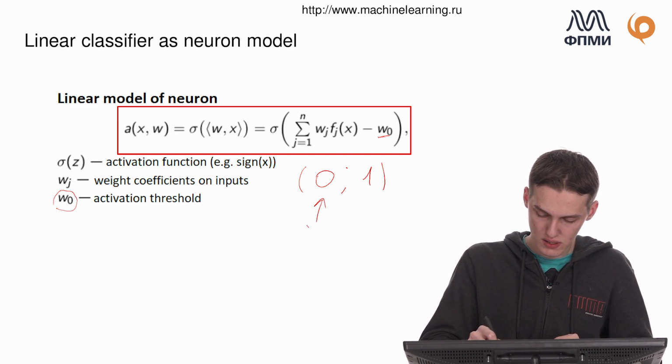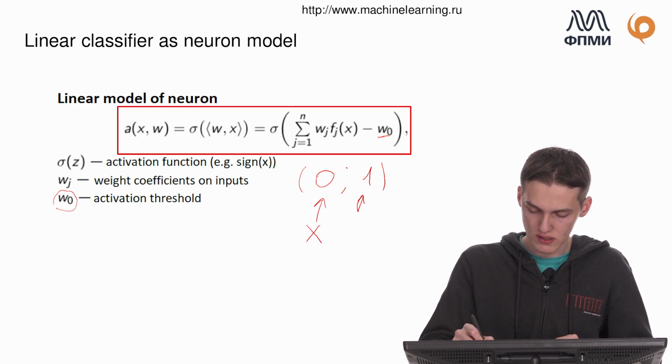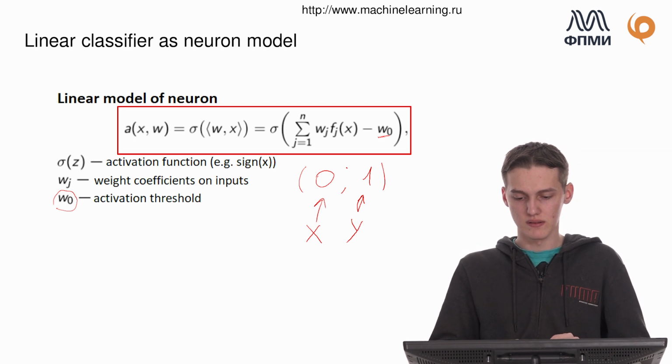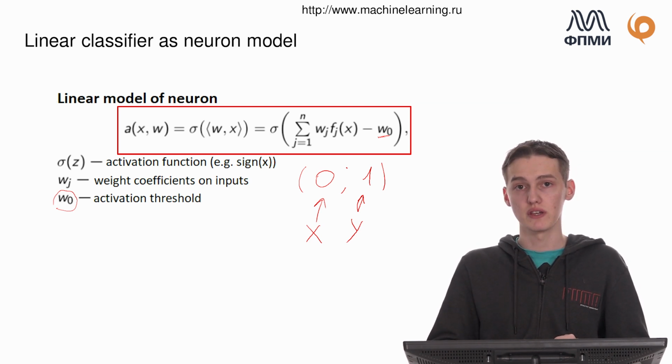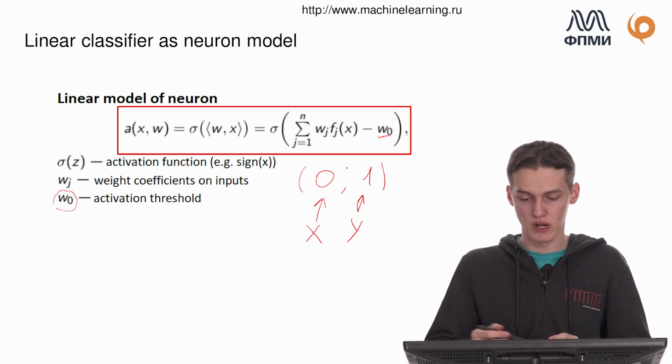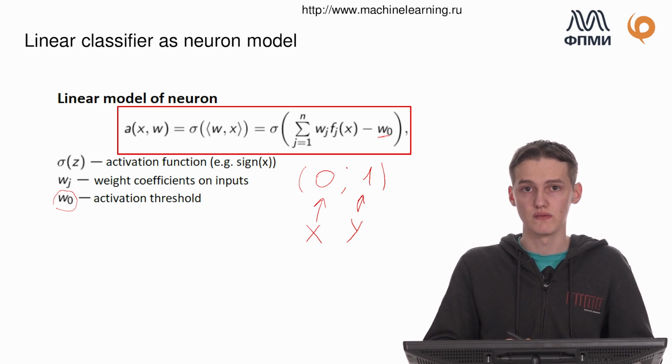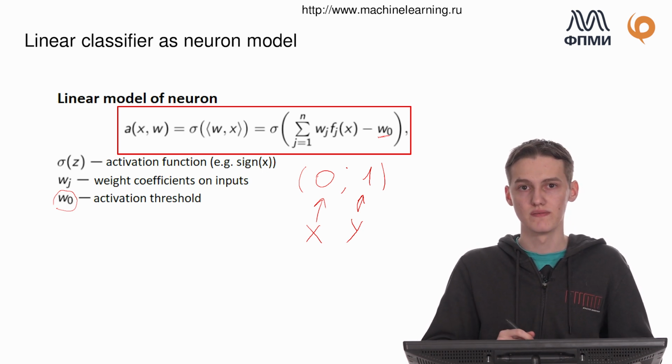Okay, it's x and this one is y. So you will never be able to get 1 from this function if you have no bias in here.